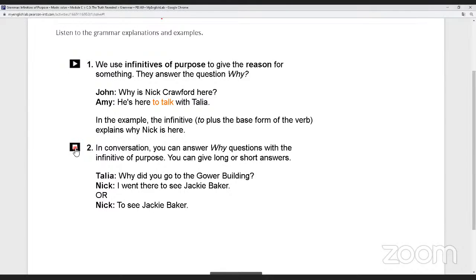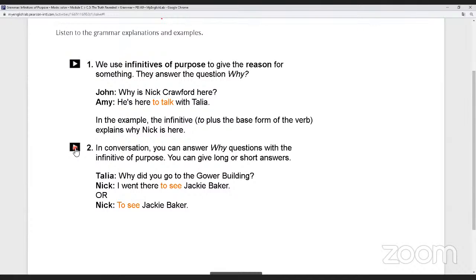In conversation, you can answer why questions with the infinitive of purpose. You can give long or short answers. Why did you go to the Gower building? I went there to see Jackie Baker. Or, to see Jackie Baker.